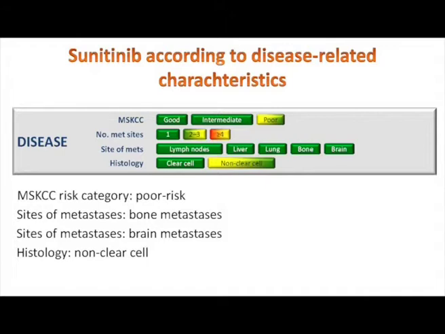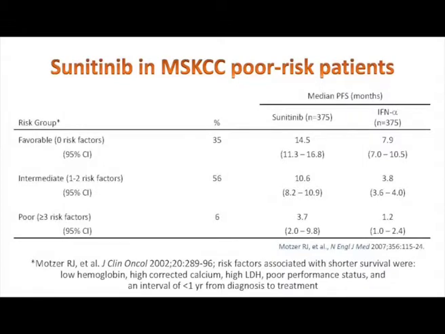These are the results of the exercise I made, but I want to go a little bit into details, talking about the indication of sunitinib use in poor-risk patients, in patients with bone and brain metastases, and in patients with non-clear cell histologies. Let's start with poor risk.